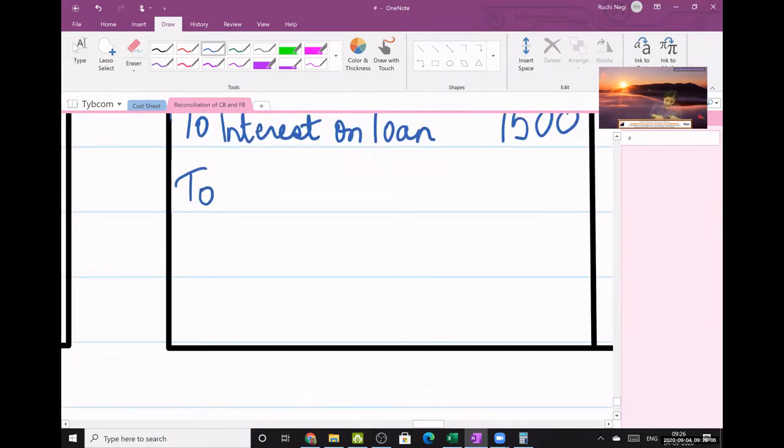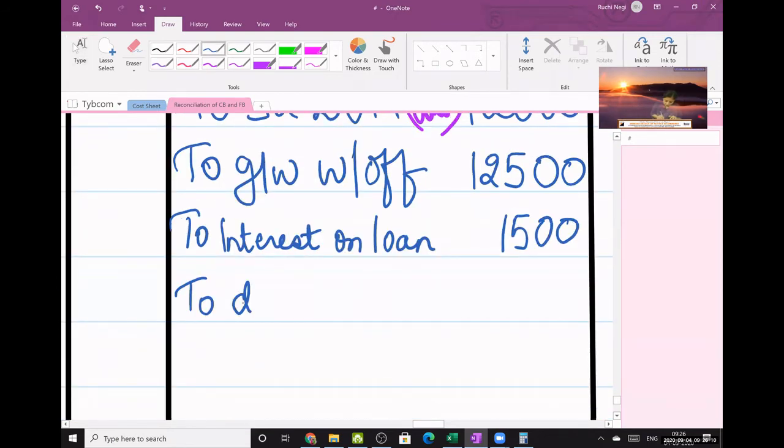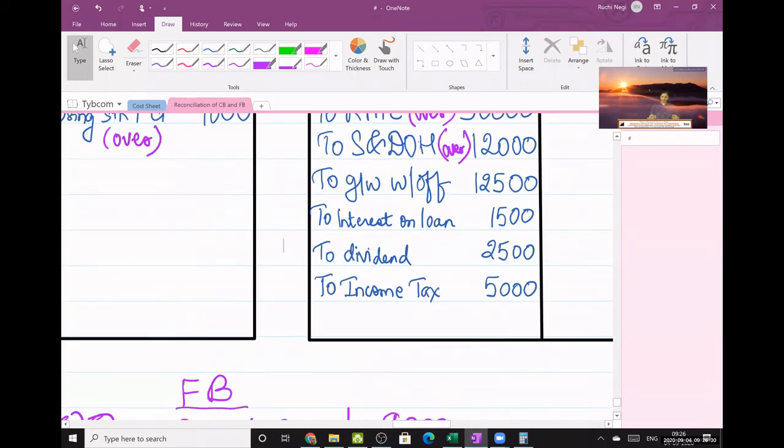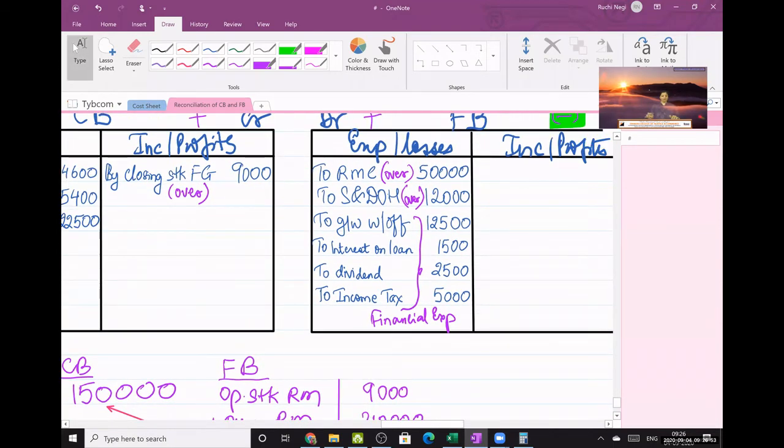Dividend, 2,500 and income tax, 5,000. Okay. तो ये सब क्या है? ये सब मेरे फाइनेंशियल एक्सपेंसेस है. Okay. They are my financial expenses.